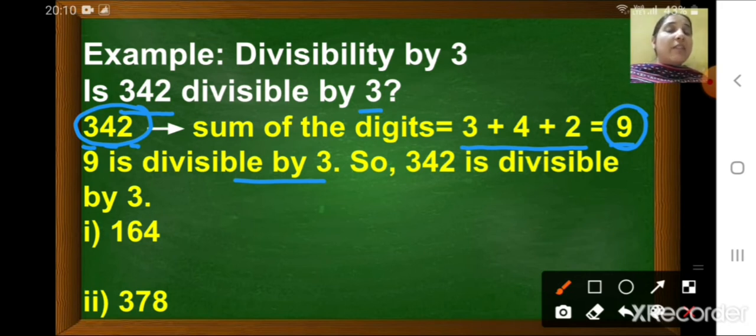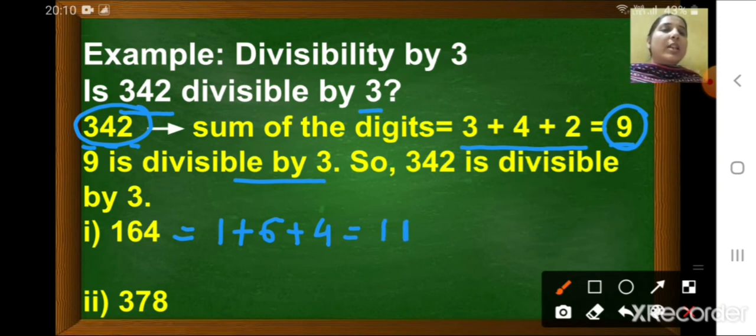164. Will it be divisible by 3? So what will we do? We will add the digits. So what are the digits? 1 plus 6 plus 4. What will we get? 6 plus 1, 7. 7 plus 4, 11. So is 11 divisible by 3?